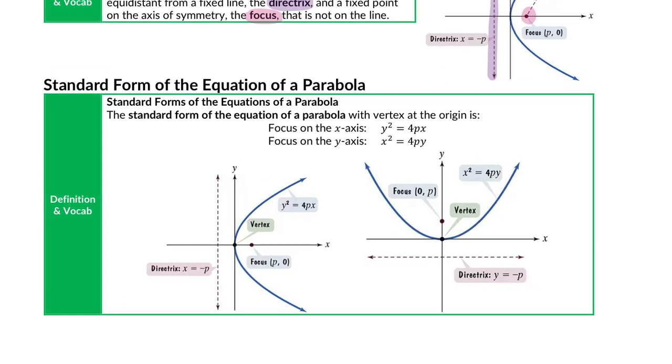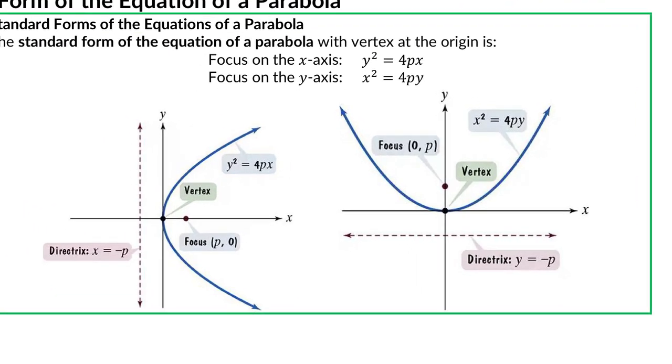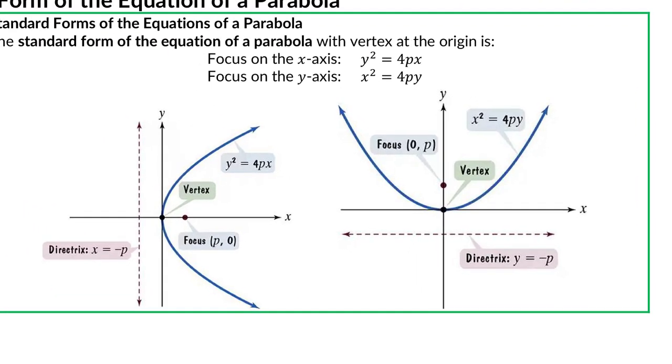Let's talk about the standard form of these equations. So again, just like with the ellipse and hyperbolas, we have two different shapes. If your focus is along the x-axis, meaning it looks like this is your focus, your formula is the top formula on this paper, y squared equal to 4px. If your focus is on the y-axis, you're going to have an up and down graph, up or down, and its equation is x squared equal to 4py.